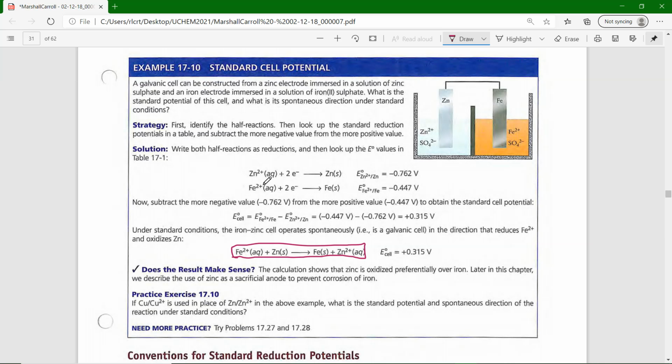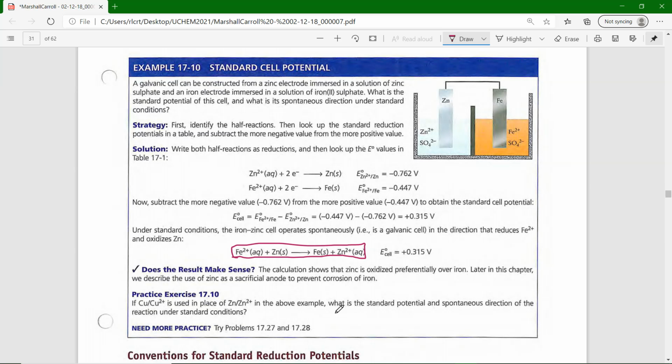Except flip the zinc. The zinc is oxidized. Fe2+ is reduced. So just looking at the entry values, E naught cell, the entry values for these are called couples. These things are each a couple. So it's minus 0.447 minus a minus 0.762, which is positive 0.315 volts. Okay?